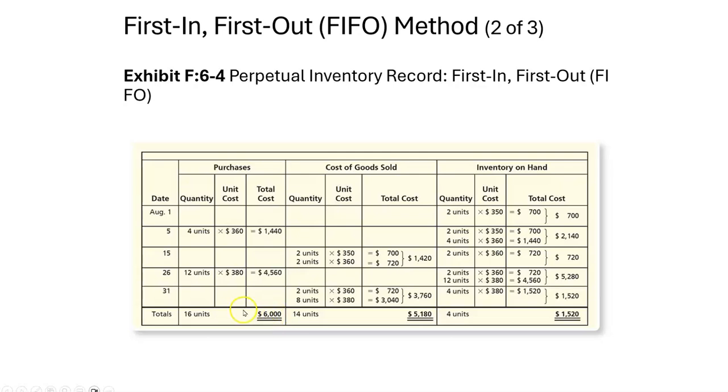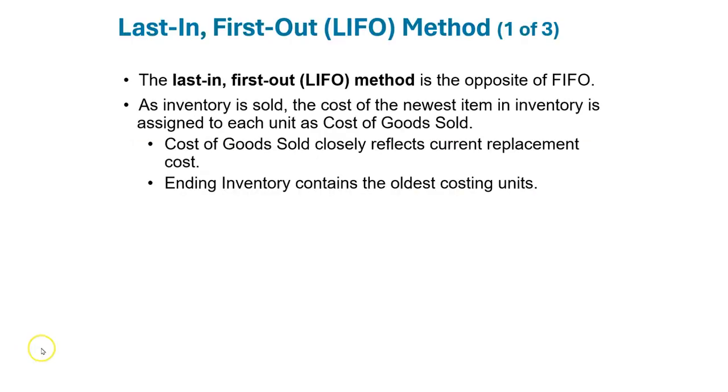So I purchased 16 units for a total of $6,000. I sold 14 units at $5,180, and I have 4 units left, which include the original 2 units, for a total of $1,520. Next, we'll go over last in, first out. So we'll take from the bottom level. We'll keep things the same, but we'll take from the bottom level. This inventory is sold as the cost of the newest inventory item is assigned to each unit of the cost of goods sold.